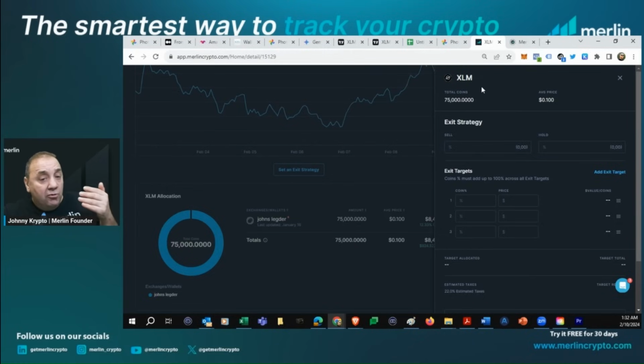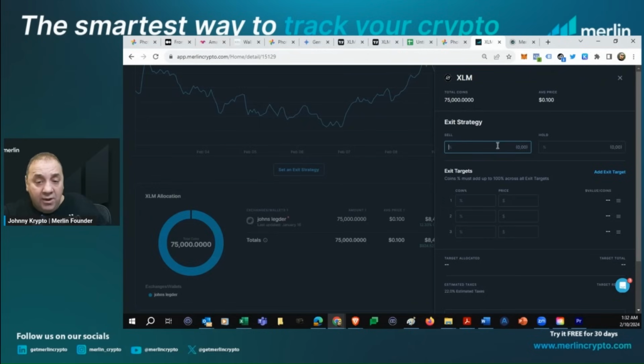And the first thing you'll notice at the top, it tells us our coin. We see how many actual coins we have. In this example, we have 75,000 coins at an average price of 10 cents. Very important to know our average price, because we want to make sure every target we pick is above our average price and not below it. So with that said, let's go ahead and determine, from an exit strategy perspective, how many coins we want to hold and how many we want to sell.